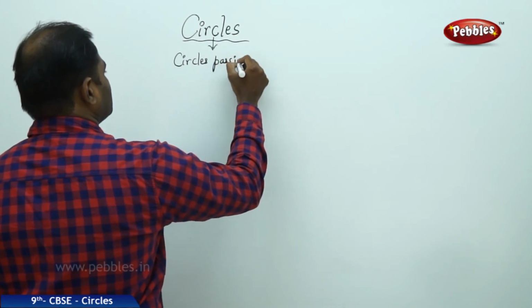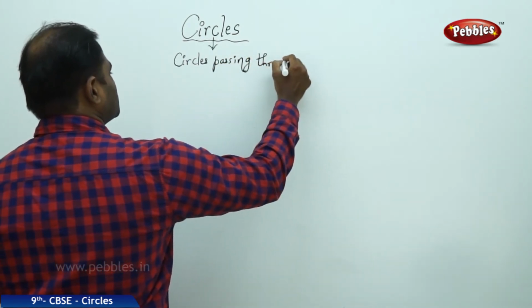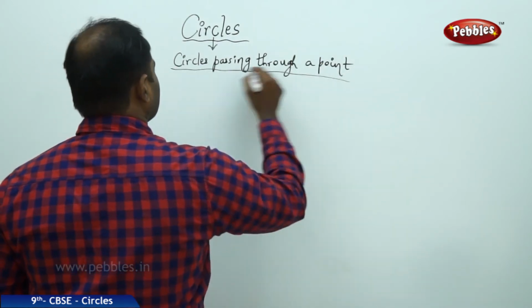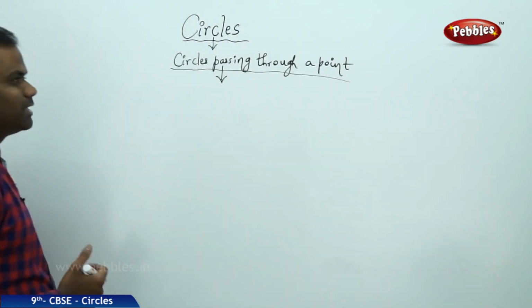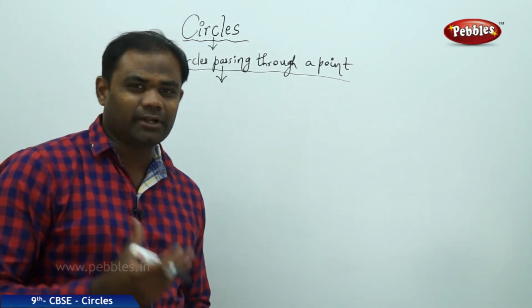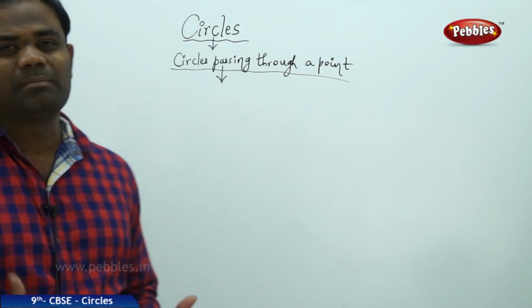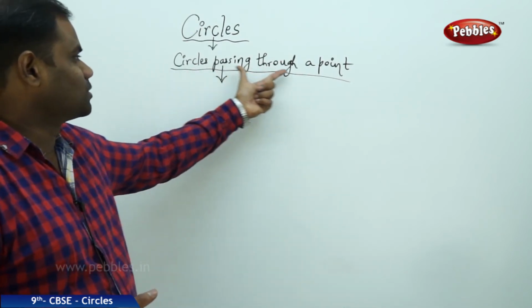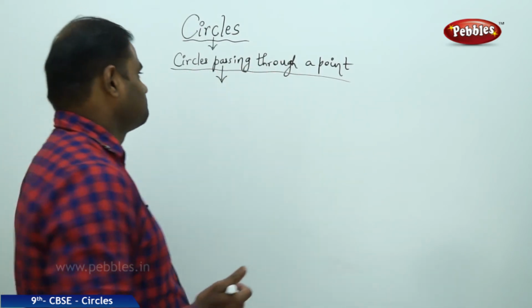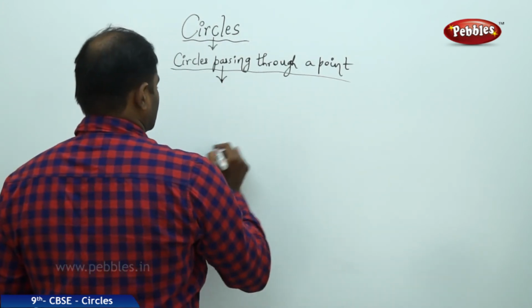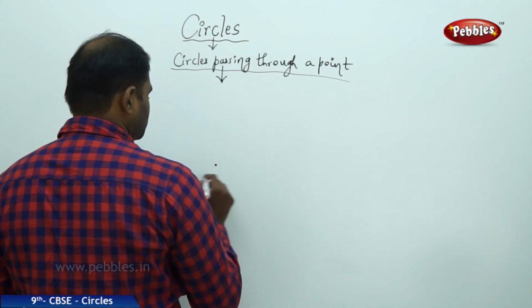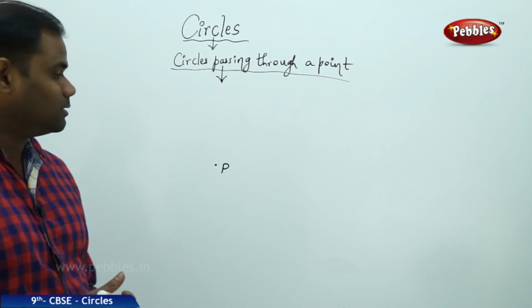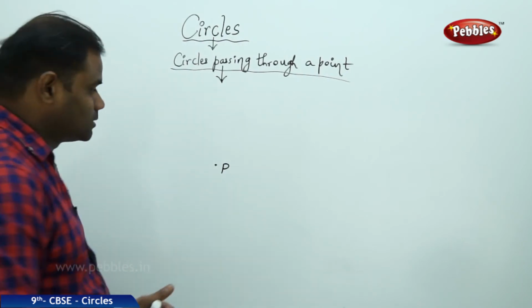Circles passing through a point. So let's investigate, or before that we try to understand what we mean by a circle passing through a point. So let's see the circles passing through only one unique point. For example, I take a point P. So here I have a point P through which I would like to draw the circles.